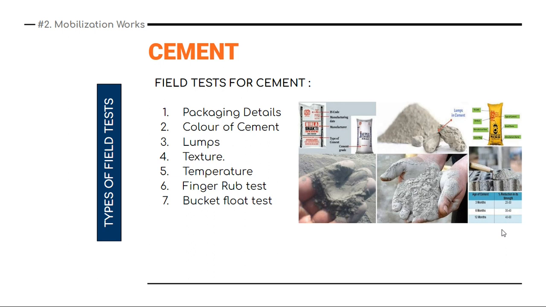A cement bag can last a maximum of 3 months from the date of manufacturing, so you have to consume it within 3 months, right? Then next is the color of cement. It should be greenish gray. Then you need to find whether there are any lumps or not. Then you also need to check the texture of the cement. If the texture is too gritty, then it is not okay, right?